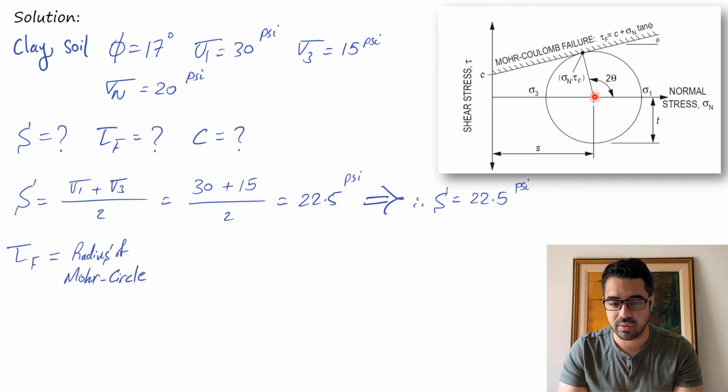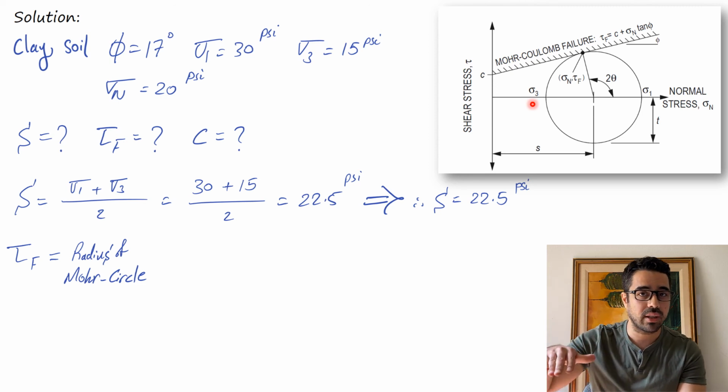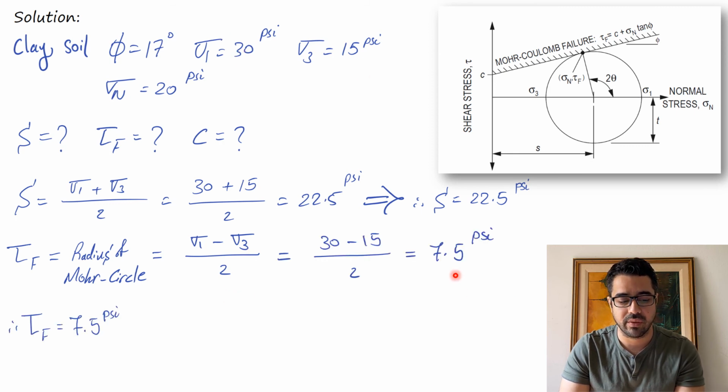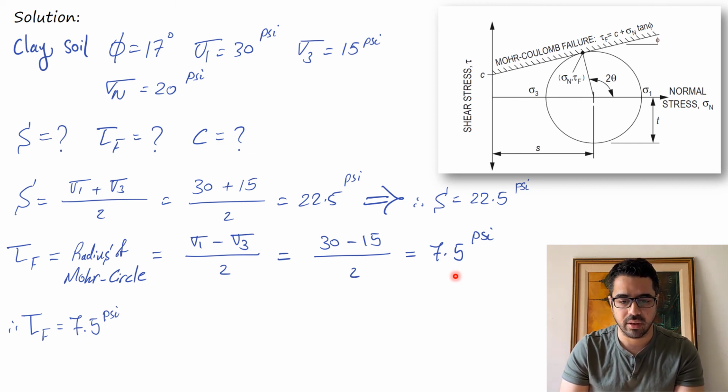Now we're going to go to the tau failure. It is the radius from here to here, right? Because sigma 1 is given from here to here, and sigma 3 is given from here to here. So if we subtract sigma 1 minus sigma 3, we're going to get the diameter, right? And then if we divide that by 2, we're going to get the radius. So sigma 1, 30 minus 15 divided by 2 is going to give us 7.5. And that's the tau failure. The final one is C, the cohesion.